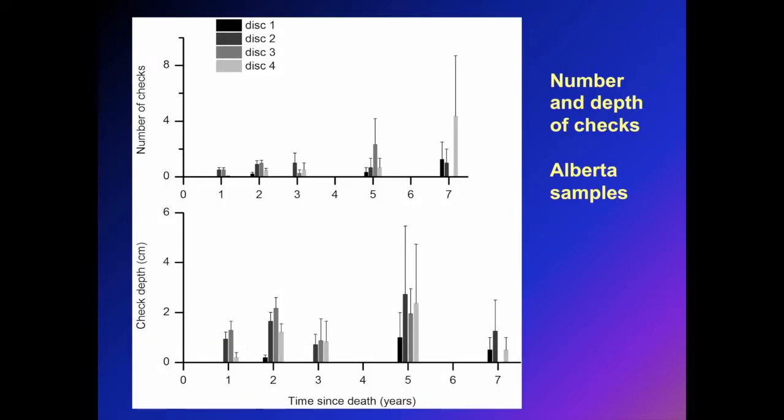is that the checking is worse at discs 2 and 4, that should be 1, 2, 4, and 8 up here. So that's disc 4, that's 1/3 of the way up the tree, and that's disc 8, 2/3 of the way up the tree. But again, we find that the worst checking is in that middle portion of the tree. There is an increasing trend with check depth and also somewhat with the number of checks.